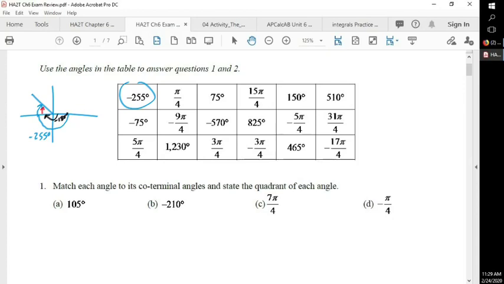The way I would do this one is I'm going to take 255 and take away 180 to see what is left over. If I do that, I get 5, and then I have to borrow one there. I have 5 minus 8. What's 15 minus 8? What is that? 75? Yes. So 75 degrees is your reference angle.